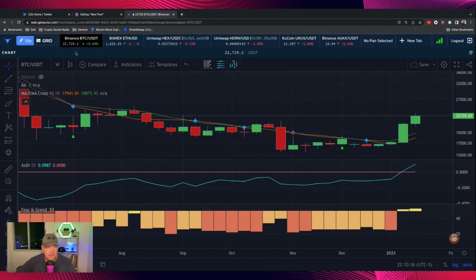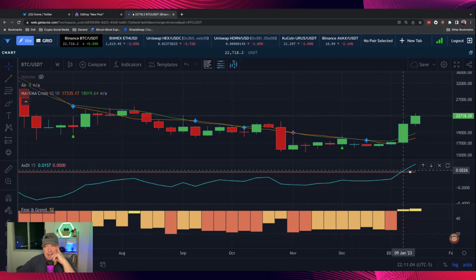So this is Bitcoin and USDT. Right now, the price of Bitcoin is 22,723. Bitcoin is up 0.62% today. This is the weekly chart. I do use the Aurox indicator, which is this little green thing here. These little crosses are where the MA and the EMA cross over. And right now, green is crossed over.